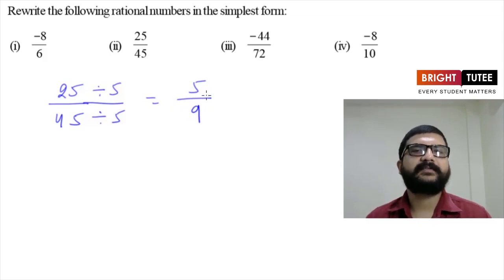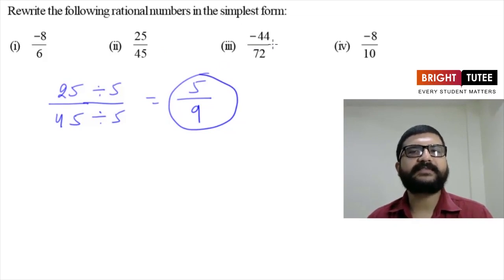Now is it in the simplest form? How to check that? We have to check whether there is any common factor between numerator and denominator other than 1. No, there is no common factor between them other than 1. The only common factor between 5 and 9 is 1. So it means this is the simplest form of 25 upon 45.